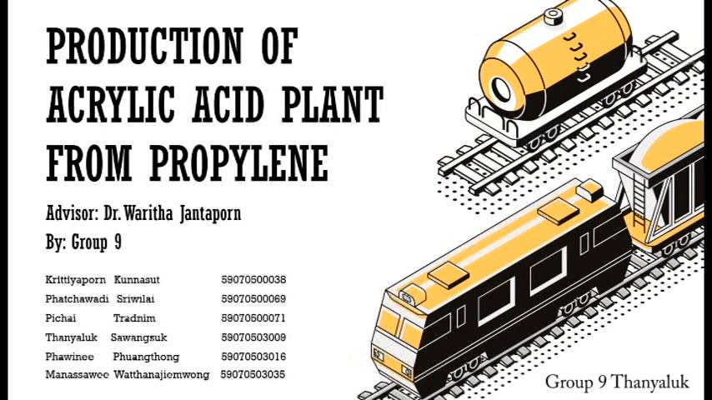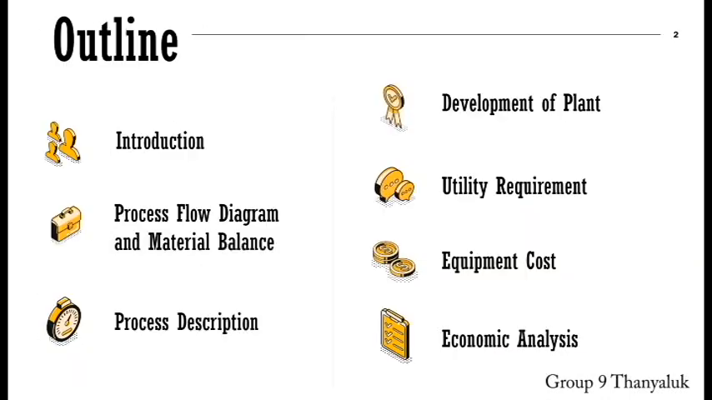The title of our design project is The Production of Acrylic Acid Plant from Propylene. The advisor of our group is Dr. Waritha Jantaporn. The outline of our presentation includes the introduction, process flow diagram and material balance, process description, development of plants, utility requirements, equipment costs, and economic analysis.